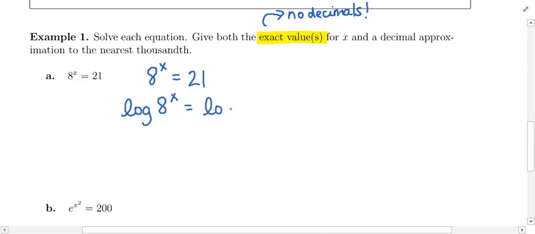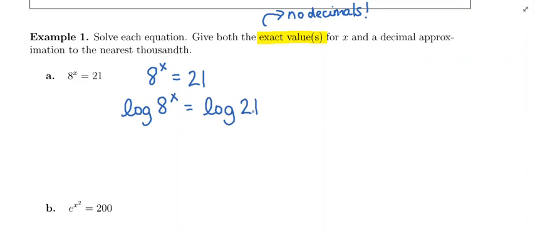Whatever you do to one side, you have to do to the other. So the log changes things. For example, on the right side is no longer 21. It's the log of 21. If you put log of 21 in your calculator, that's going to be some nasty decimal. So it matters that the log is there. All right, so we've taken the log of both sides.